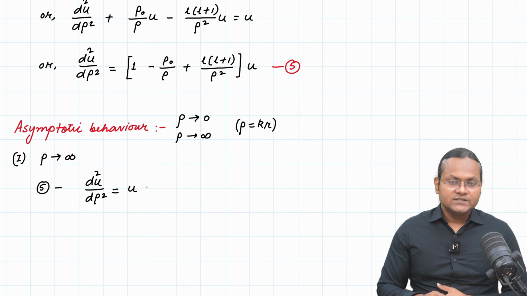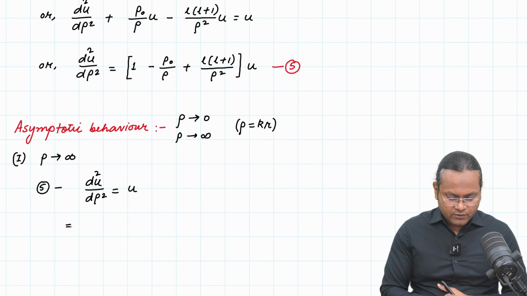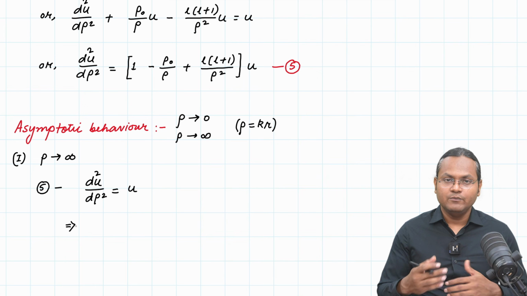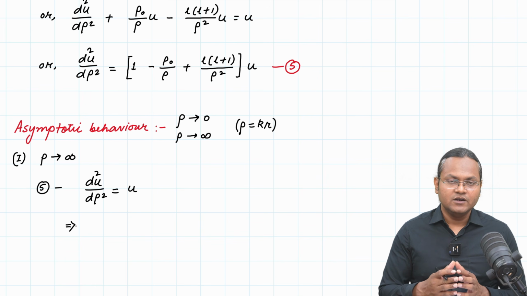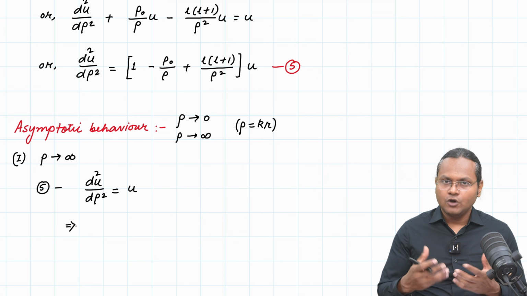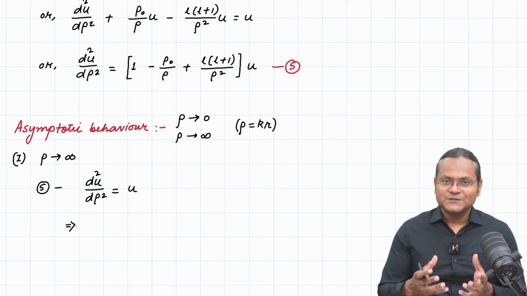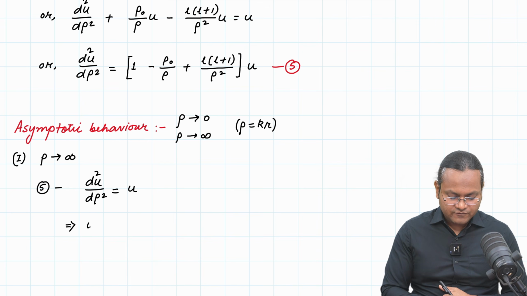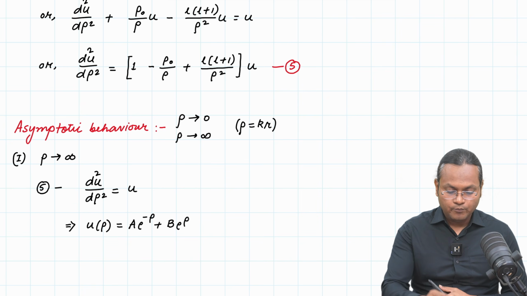Now, what is the solution of this kind of a differential equation? Many of these solutions, I'm going to write them because these are standard differential equations, but for your satisfaction, I will also provide a simple check for them. The solution of this differential equation is some constant a, e to the power minus rho, plus some constant b, e to the power rho. Again, I want to give you a simple check. You can check that this is actually true.